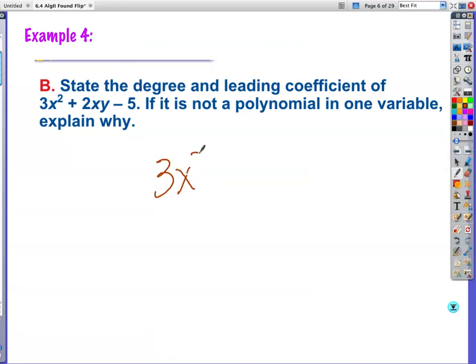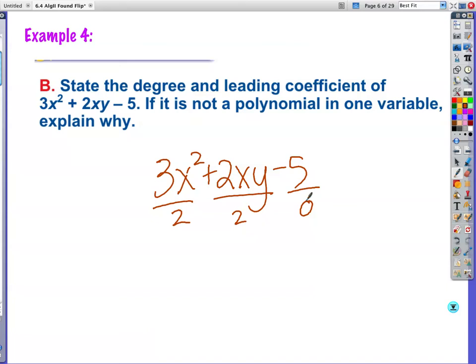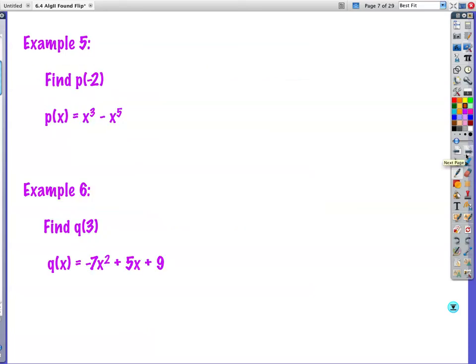Here we go. 3x squared plus 2xy minus 5. Now you got the hang of it. You're like, oh, another one? Yes, for good measure. The degree. Well, this has a degree of 2. This has a degree of 2. This has a degree of 0. What's the overall degree? 2. The leading coefficient? 3. It is not a polynomial in one variable because we have both x's and y's in our problem.